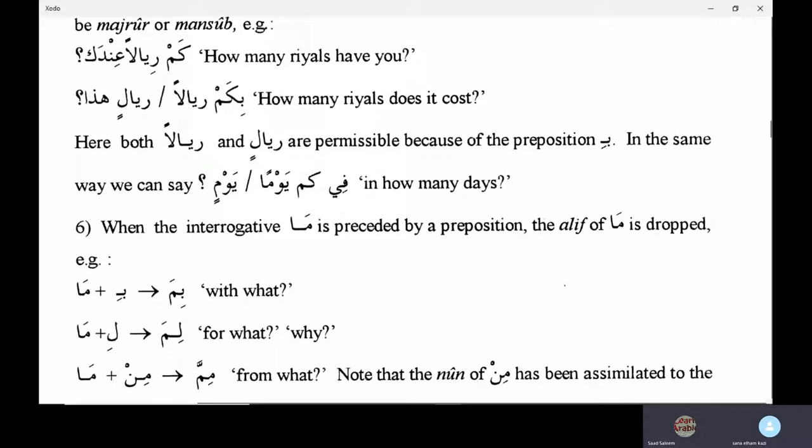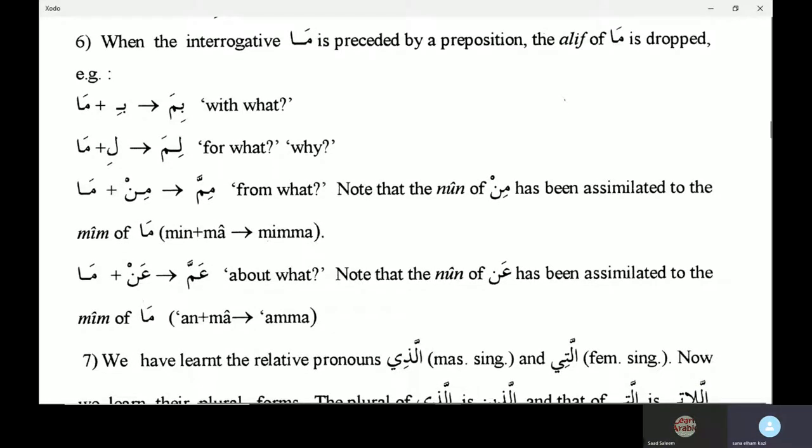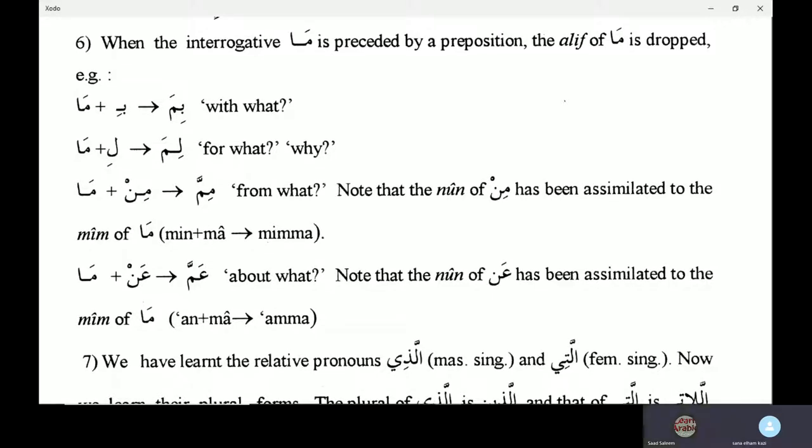When the interrogative ma is preceded by a preposition, the alif of ma is dropped. Bi plus ma will become bima. With what? Li plus ma, lima. For what? For why? Min plus ma, mimma. From what? Note that the noon of min has been assimilated to the meem of ma. An plus ma, amma. About what? And note that the noon of an has been assimilated to the meem of ma. An plus ma, amma.